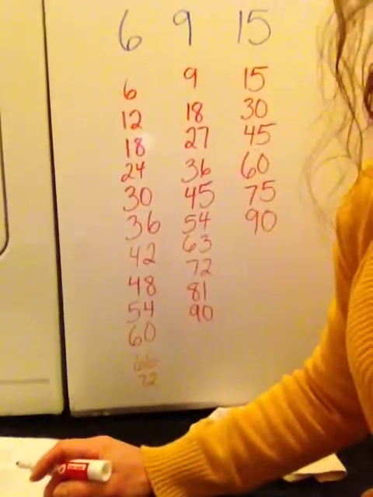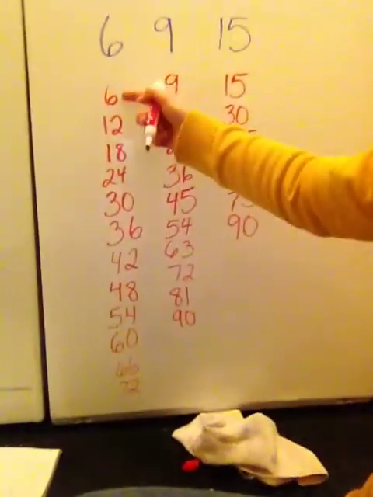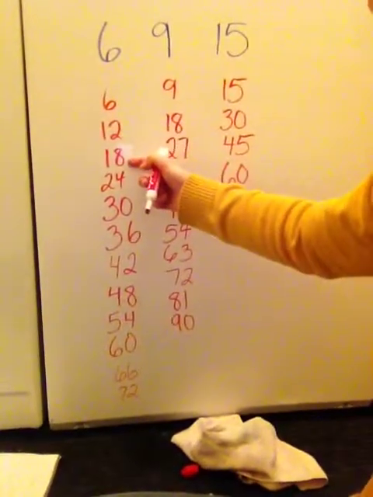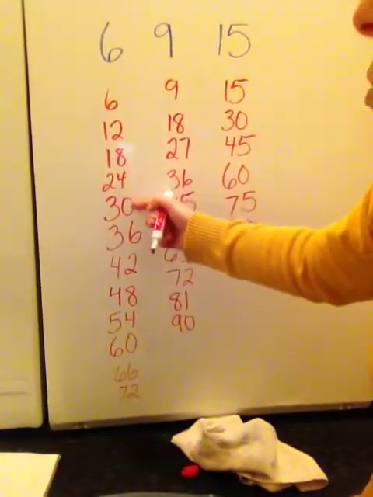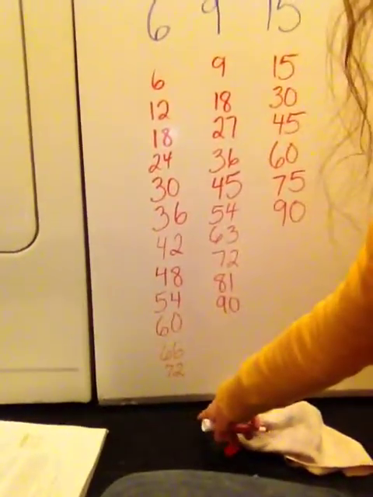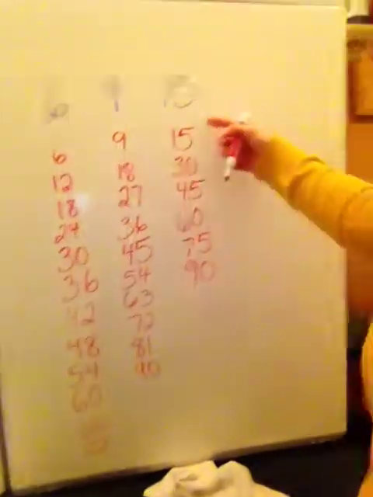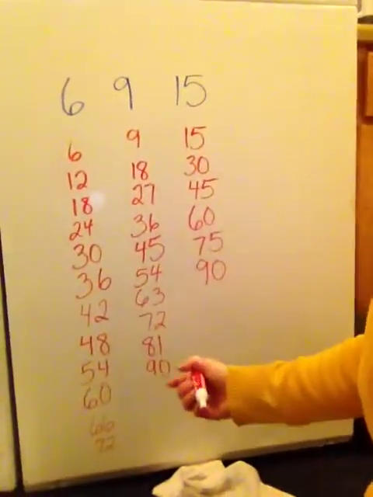72. Now remember, when you're multiplying, you're just adding that number over and over. So like 6 plus 6 is 12, 12 plus 6 is 18, plus 6, plus 6, plus 6, plus 6. So I'm just going to keep adding 6 in this column. And this one I just added 9 every time. This one I added 15 every time.